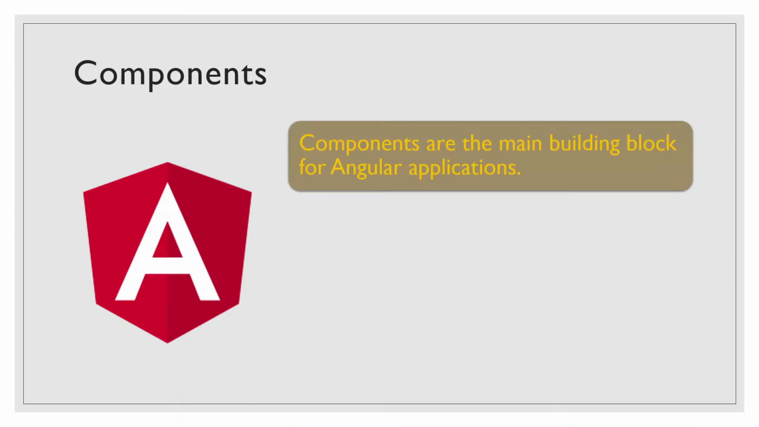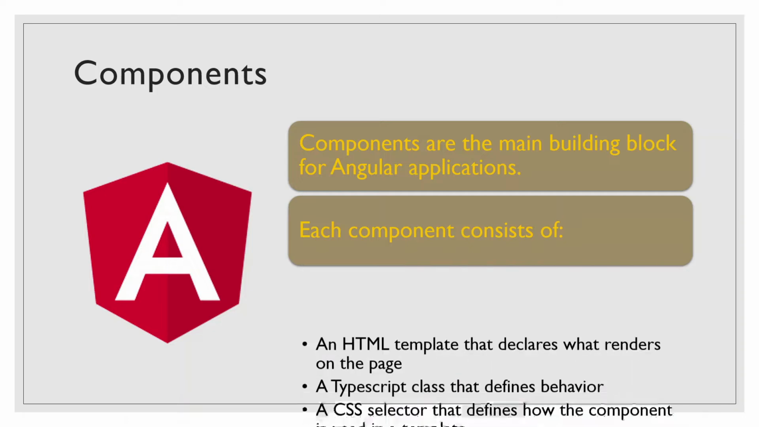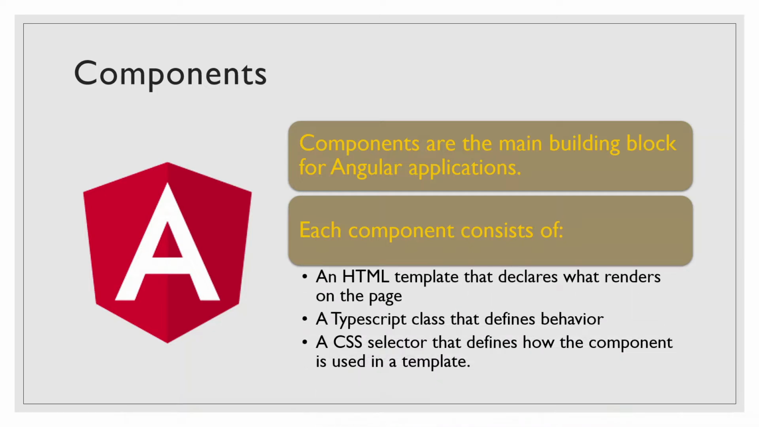Components are the main building block for an Angular application. The Angular application comprises components and modules. Each Angular component consists of an HTML template that declares what renders on the page, a TypeScript class that defines behavior, and a CSS selector that defines how the component is used in a template. Now let's see in VS Code how the actual component looks and how we can create a component.